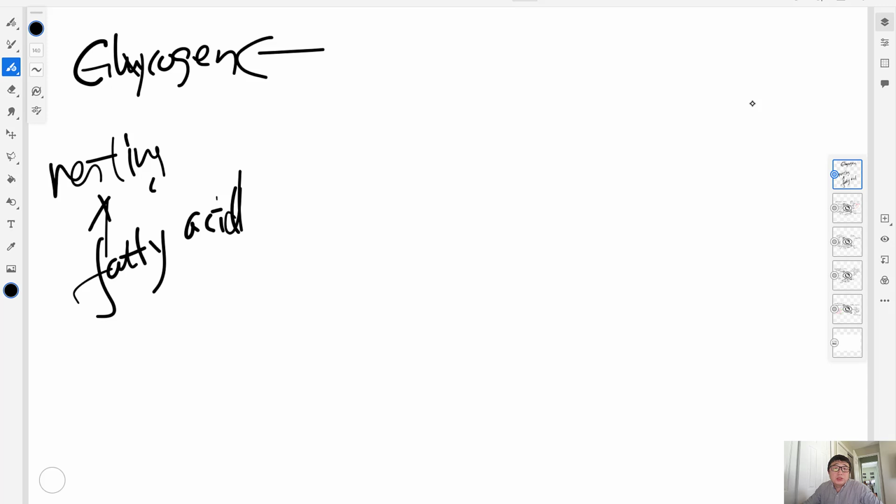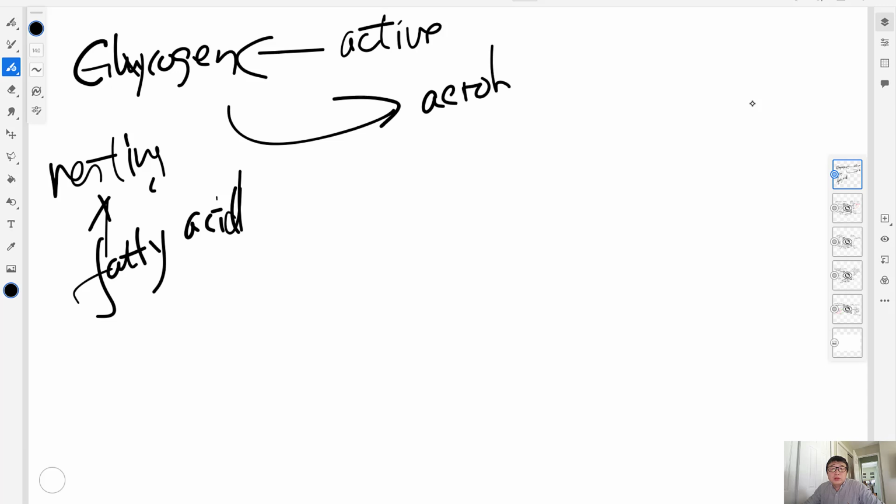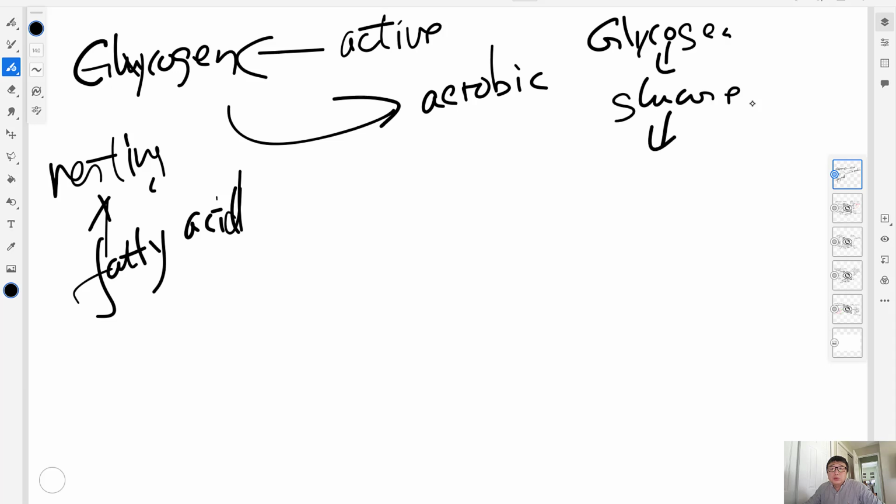When the muscle is active, glycogen mainly goes through aerobic respiration at the beginning. Glycogen becomes glucose, and glucose becomes CO2 and water and ATP.